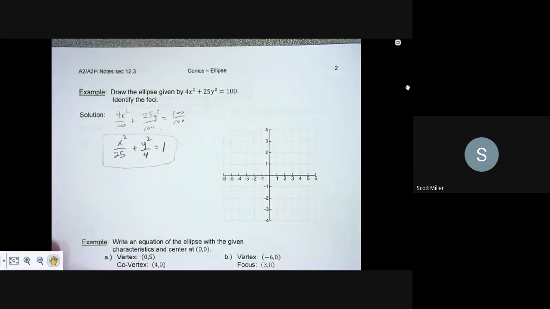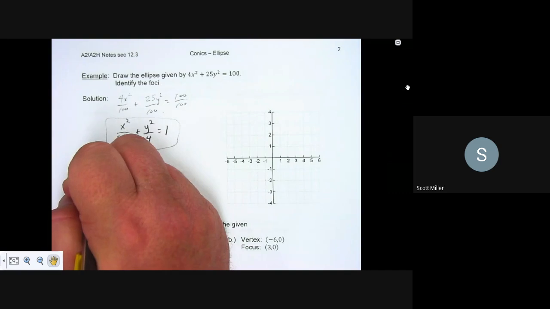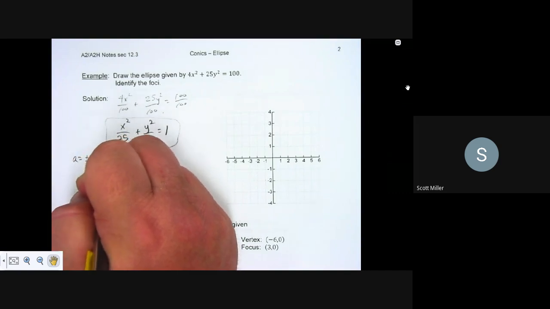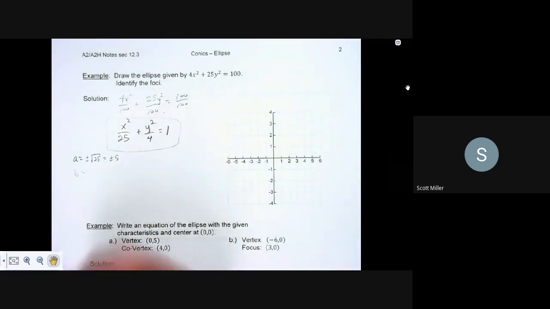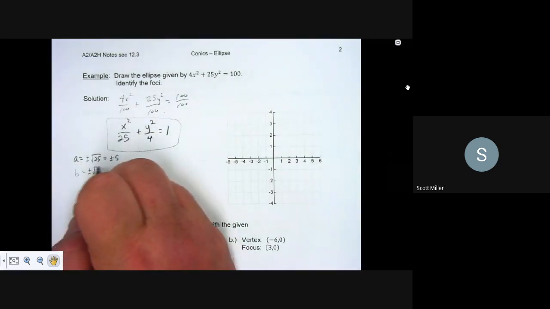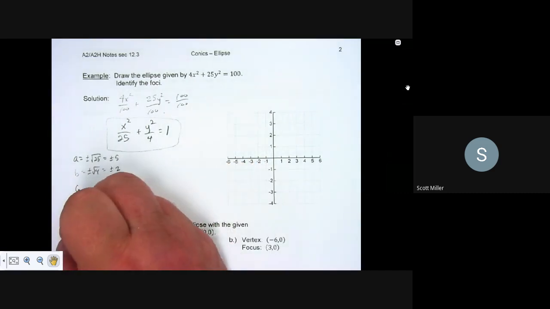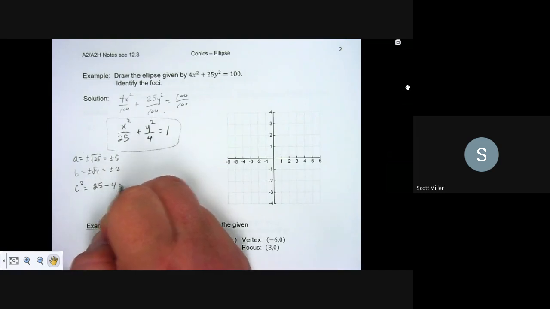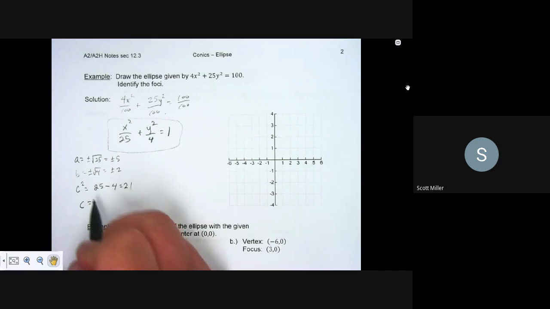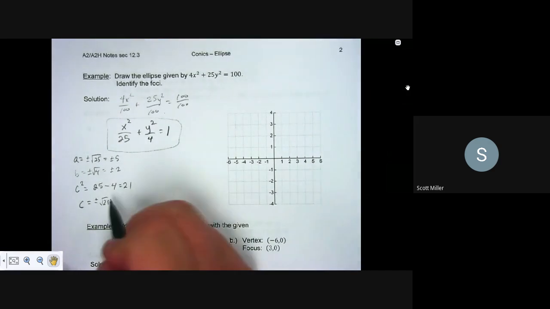And now you're in the ellipse format, and I can see that A is plus or minus the square root of 25, which is plus or minus 5, and B is the square root of 4, so plus or minus 2. I can find C, because C squared is A squared minus B squared, and so I know that C is going to be plus or minus the square root of 21. And you can use a calculator to approximate that.